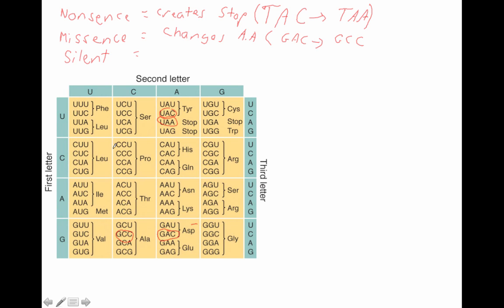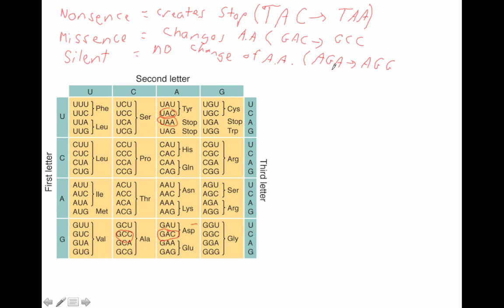But let's look at an example here. And let's just look at arginine over here. Okay? So you could have, let's say, no change to amino acids. So let's put that here so we don't forget what it actually is. No change of amino acid. An example of this would be changing an AGA to an AGG.